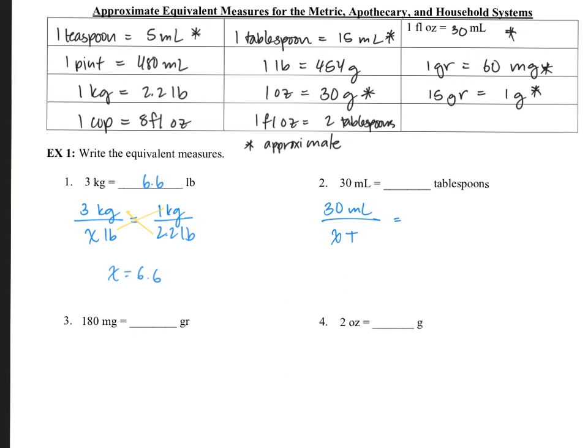Okay, so we have 15 milliliters. It's approximately equal to 1 tablespoon. Let's go ahead and solve by cross-multiplying. And we have 15x equals 30. Divide both sides by 15, and we get x equals 2. So the answer is 2 tablespoons.